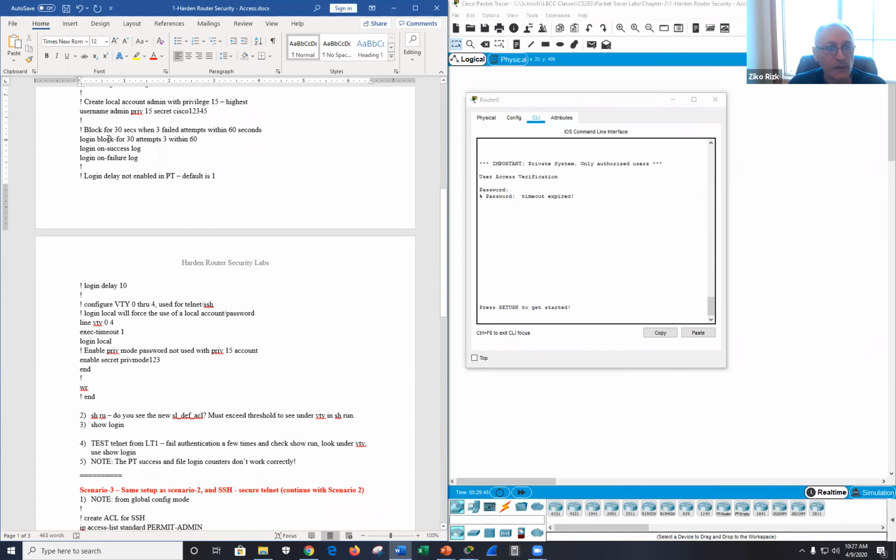So down here, it says we want to block for 30 seconds when 3 failed attempts within 60 seconds. And I think we're all familiar with this. So we're saying that if someone tried to log on unsuccessfully 3 times within a minute, then block the account for 30 seconds. And again, you want to tweak this, and I don't think 30 seconds is enough. Usually it's 5 minutes. And this is in case a brute force attack is being launched against this device. And we want to slow it down. And if after each three tries, they have to wait 5 minutes, they're never ever going to crack that password.